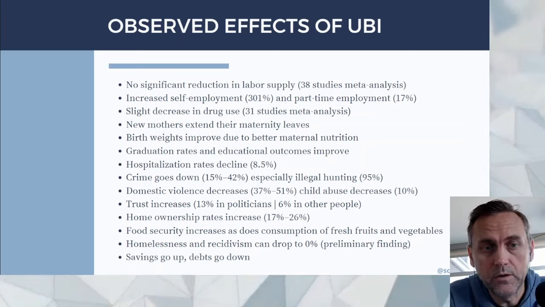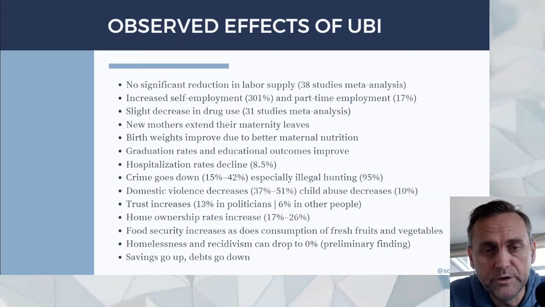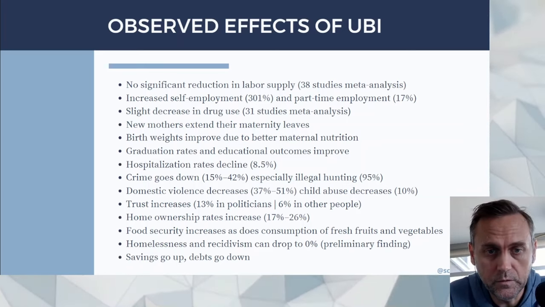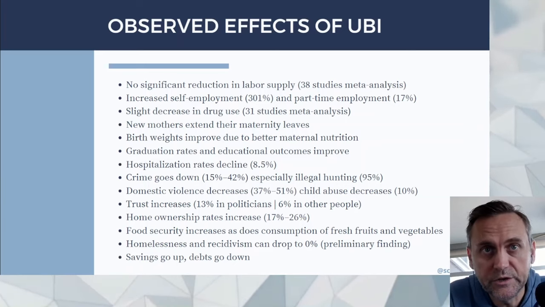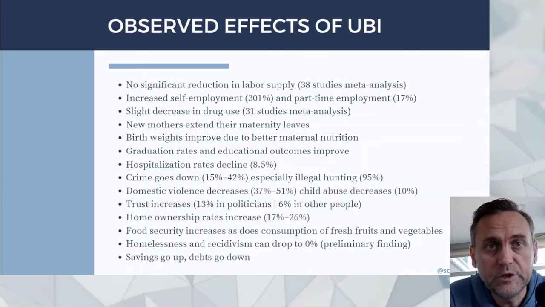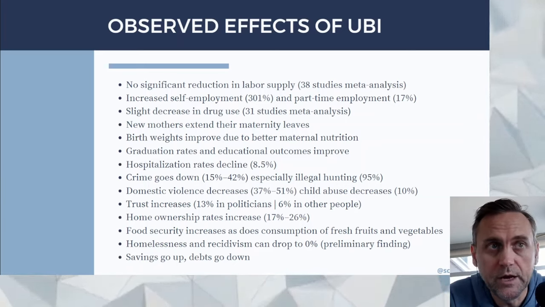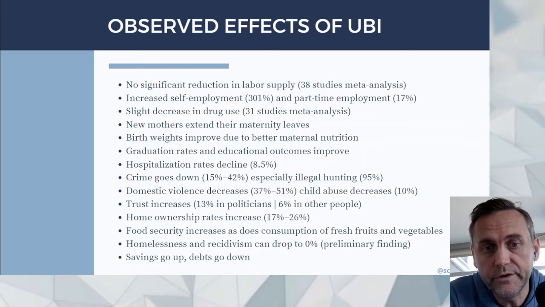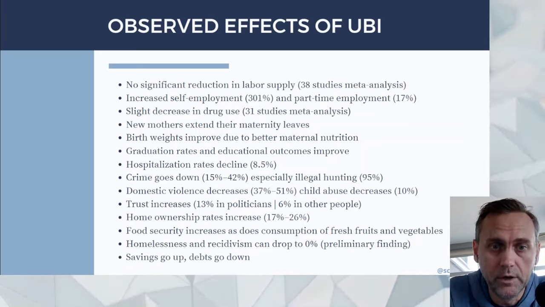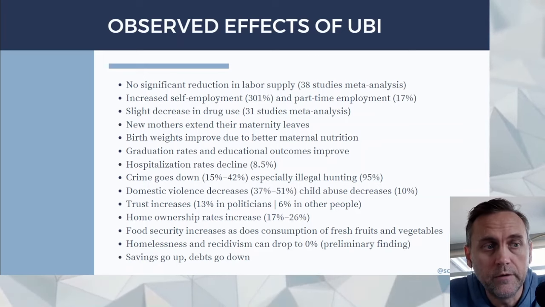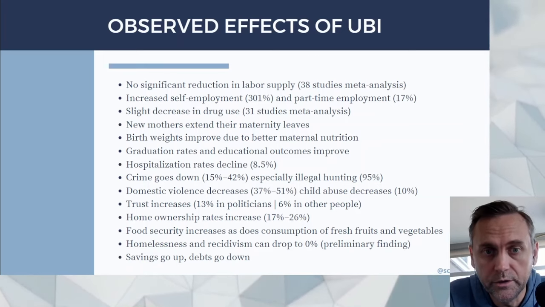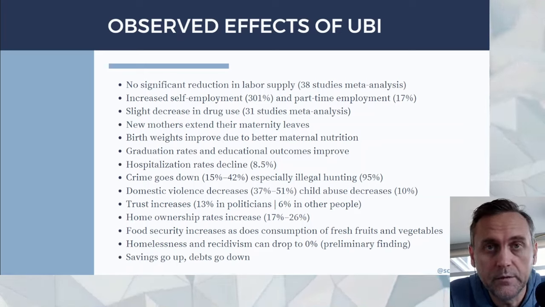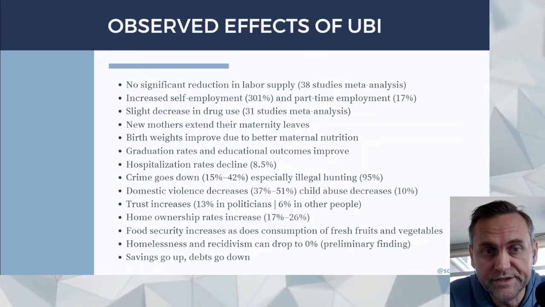Another impact is that homeownership rates increase. This was found in the 70s pilots, and that can increase from 17% to 26%. So we can expect that with basic income, there would just be a lot fewer renters and a lot more homeowners. There's a lot of people out there that would much prefer to own their home and pay a mortgage instead of pay rent. And basic income would increase that ability.